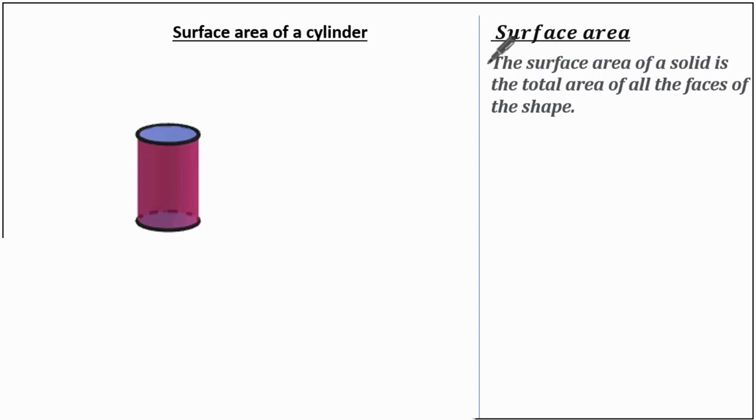So what is surface area? Well, surface area of a solid is the total area of all the faces of the shape. Now, when working out the surface area of a cylinder, it's important to see it as a net.